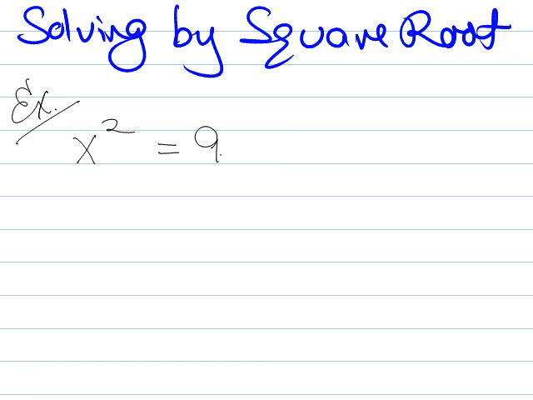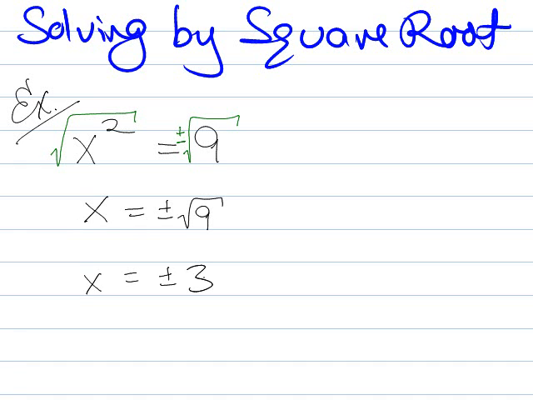So we've got a squared term, which is the x, and we've got a number all by itself, so we can use the square root strategy. We've got the squared term on one side, the number on the other. Now we're going to take the square root of both sides, putting a plus or minus in front of the number side. The square root of x squared is x. Then we have plus or minus the square root of 9, and the square root of 9 is 3. So x is equal to plus or minus 3.